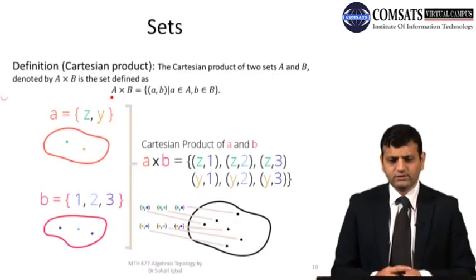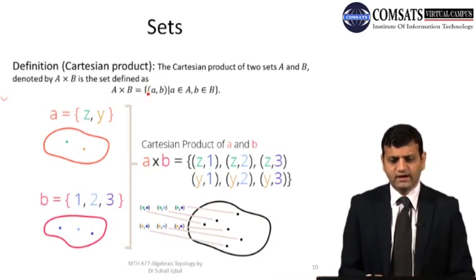Cartesian product. So the Cartesian product of two sets A and B, denoted by A cross B, is defined as the set of ordered pairs (a, b), where a belongs to capital A and b belongs to capital B. In other words, it's the collection of all ordered pairs where the first element, or the first coordinate, belongs to A and the second coordinate belongs to B.